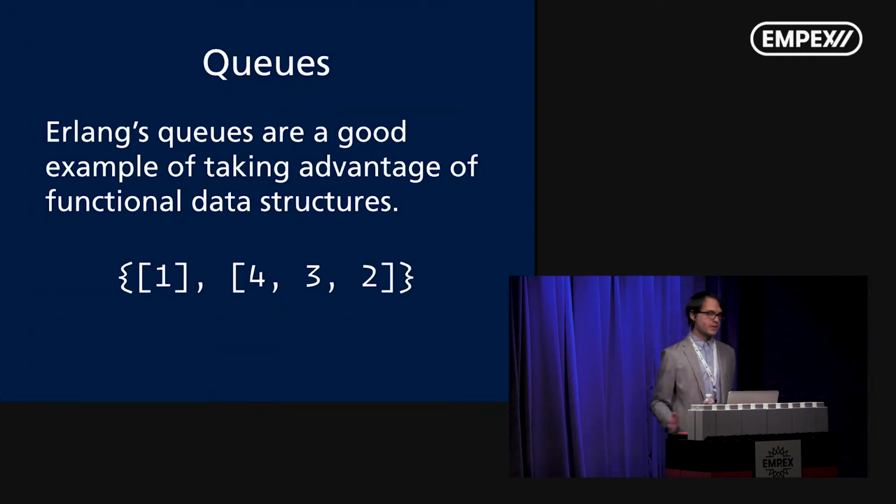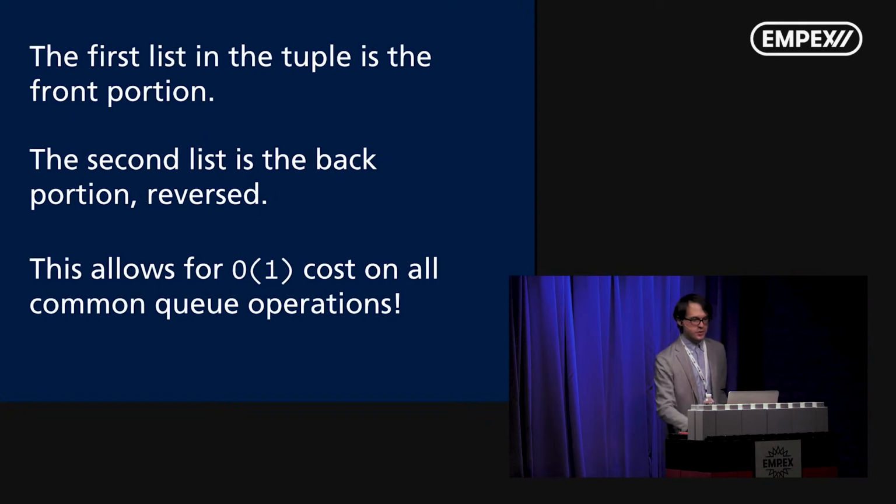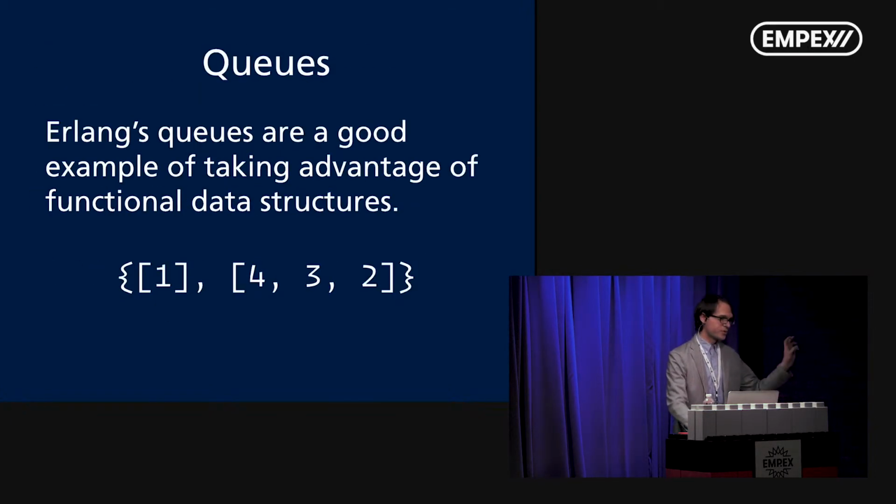Anyway, so the second data structure I wanted to talk to you about is actually in Erlang, it's queues. So Erlang, if you go on the documentation, they have an implementation for queues that you might have used many times. It's pretty good, and they actually represent queues as a tuple of 2 lists. So the first list here is basically the front portion of the queue, and then the back one is the back portion of the queue reversed.